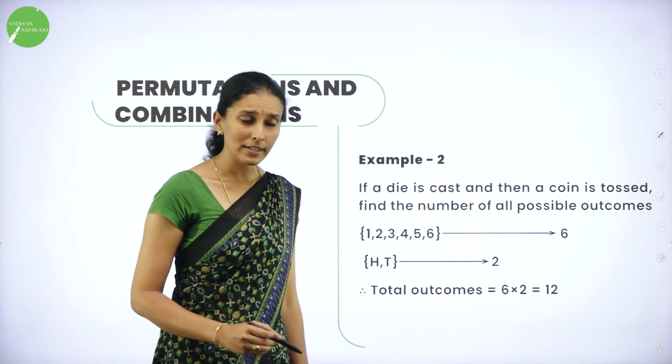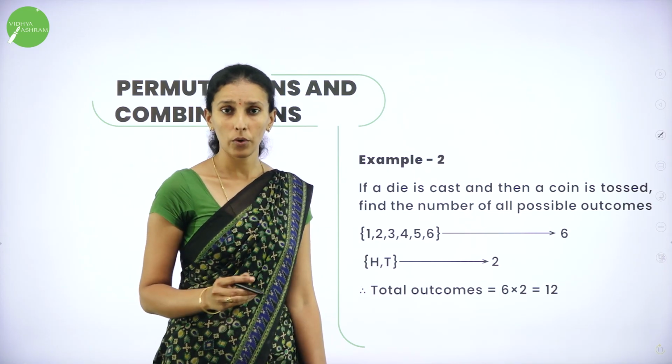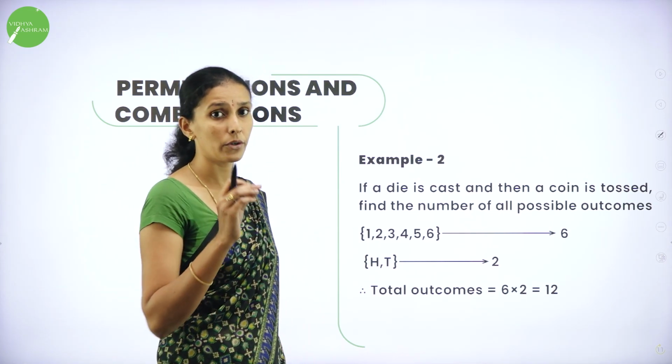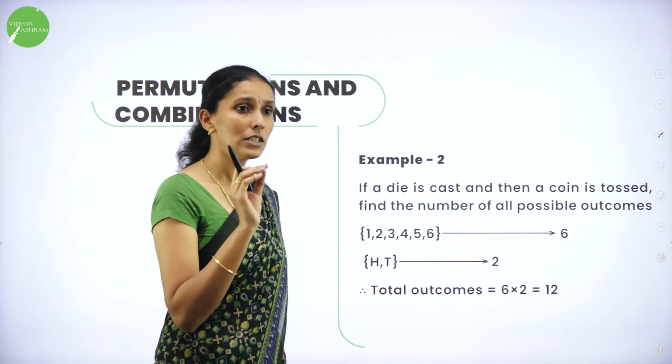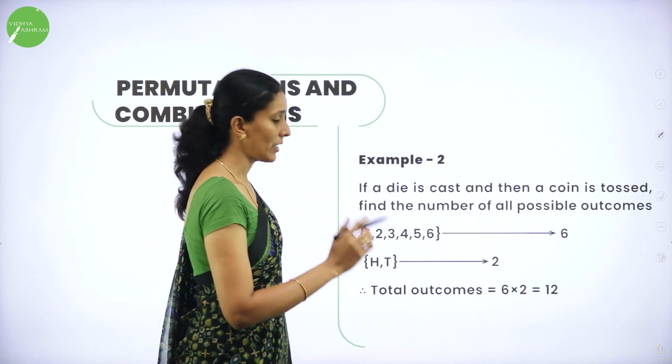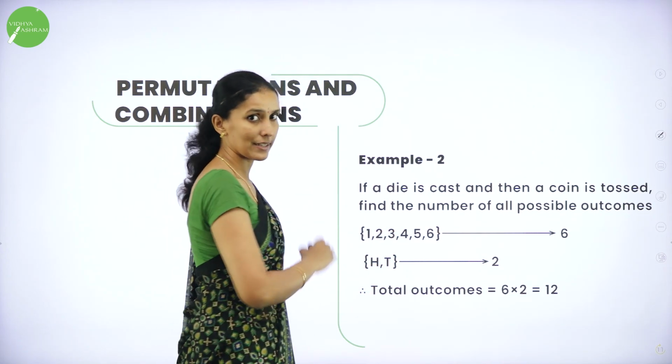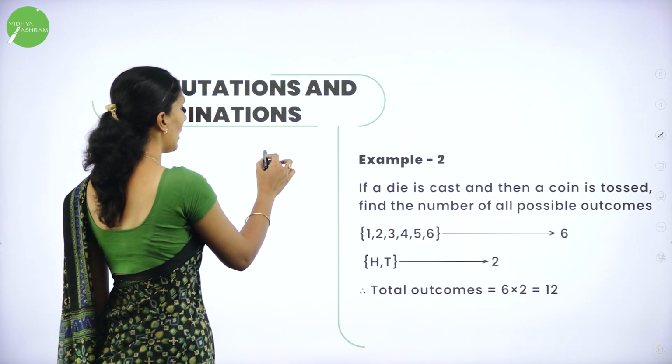Let me take an example for this. A die is cast and a coin is tossed. You know what a dice is, you play Ludo game and all. So what are the outputs you will get? That is 1 to 6, that is 1, 2, 3, 4, 5, 6. You will have a Ludo die like this.